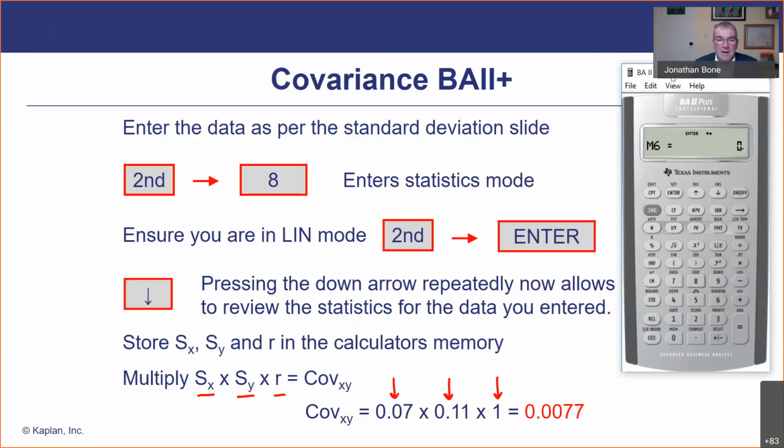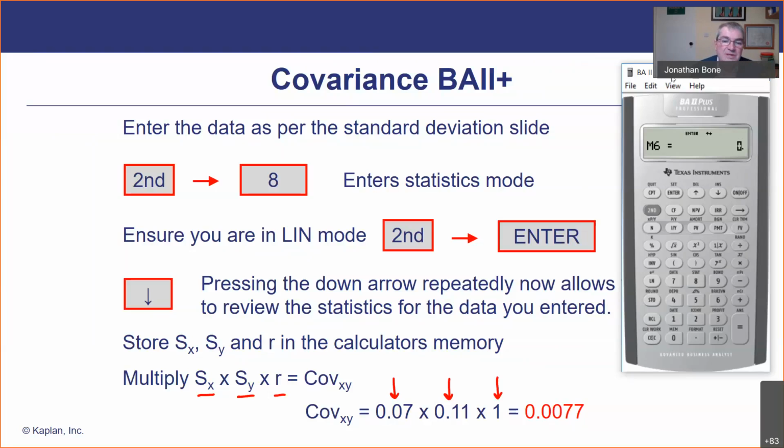Okay, so in other words, to calculate covariance when you've got 2 assets in the exam, then essentially you can calculate the sample standard deviation of the first asset, the sample standard deviation of the second asset, and the correlation coefficient, multiply them together, and you've got covariance.